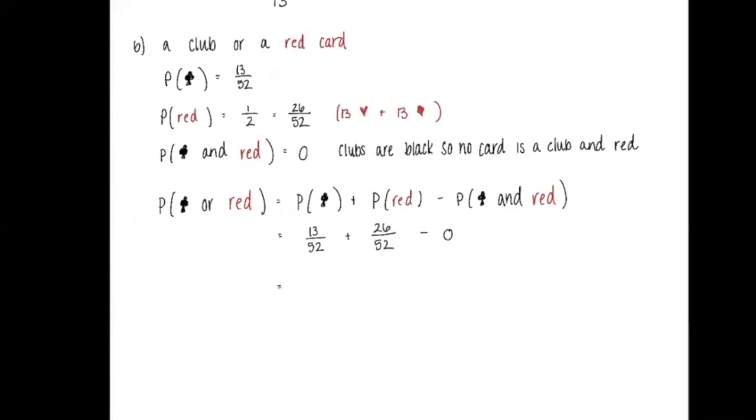So if we add those together, that's going to be 39 out of 52. Which you can simplify if you want to simplify. You can use a calculator to do it for you. 3/4. Feeling okay on these so far?